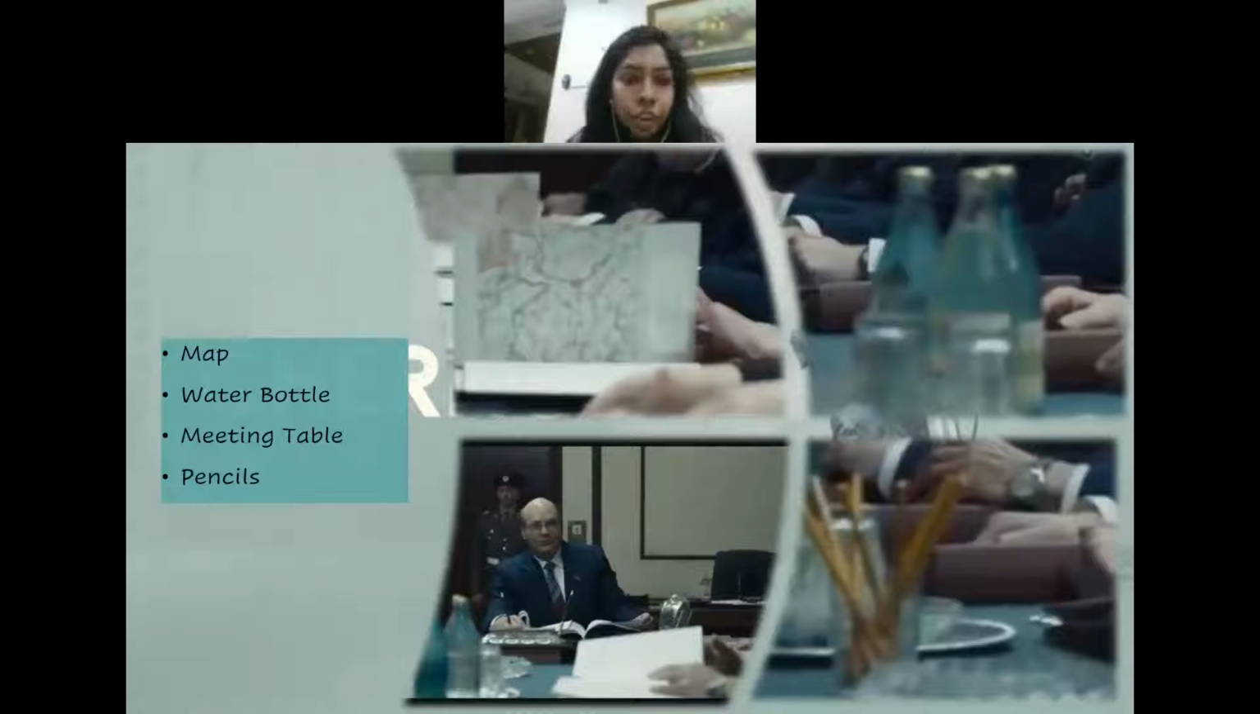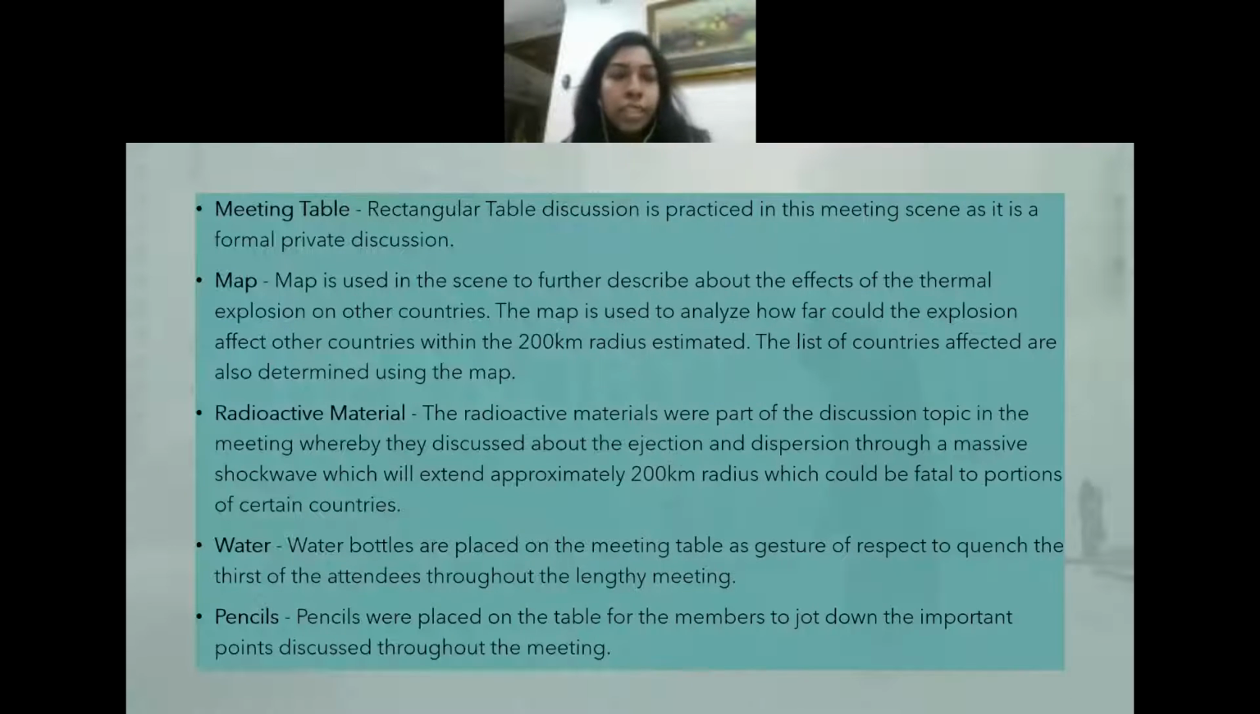So the four artifacts that we can see in this picture are the map, the water bottle, the meeting table, and also the pencils provided there. Next. The meeting table is a rectangular table used in the meeting scene to indicate that it's a formal private discussion. The map used in this scene is to describe the after effects of the thermal explosion on other countries. The map is used to analyze how far the explosion could affect other countries within the estimated 2 kilometer radius.